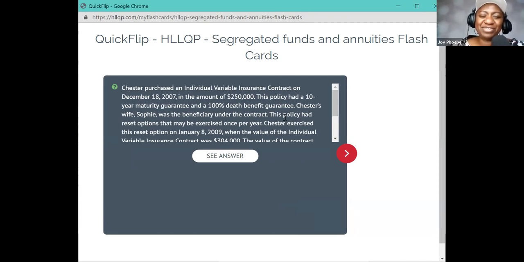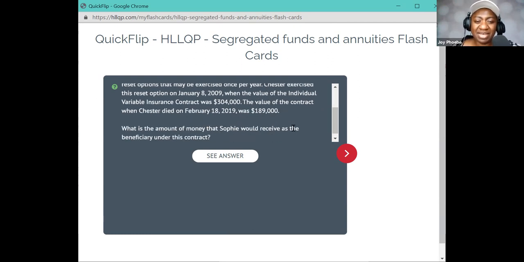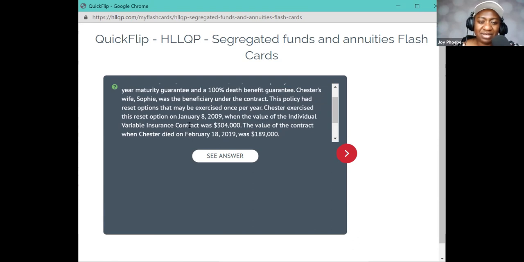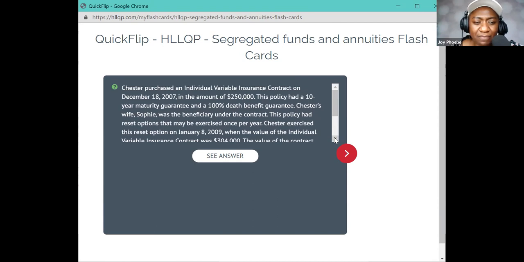Chester purchased an individual variable insurance contract on December 18th, 2007. When you start seeing questions with dates and timelines like this, carry your pen. He purchased a segregated fund, which is an IVIC, in the amount of $250,000. This policy has a 10-year maturity guarantee and a 100% death benefit guarantee. Chester's wife, Sophie, was the beneficiary under the contract. This policy has a reset option that may be exercised once per year. Chester exercised this reset option in January of 2009 when the value of the contract was 304,000. How much did he purchase? So 250,000.